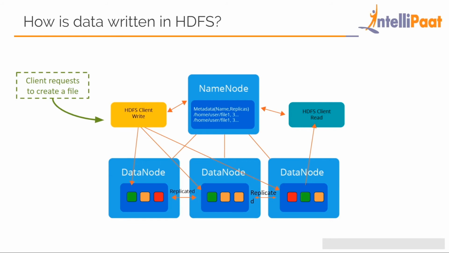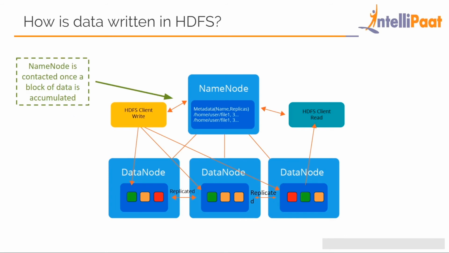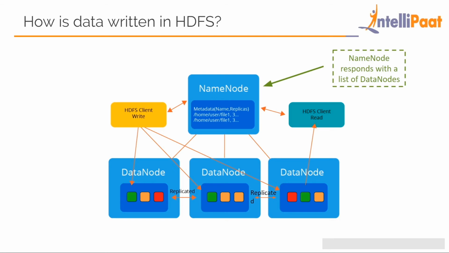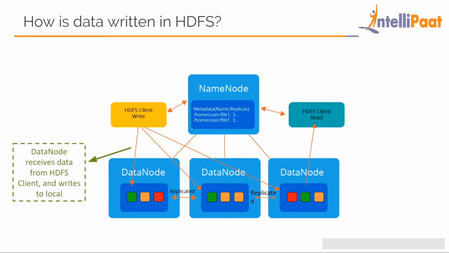In other words, when data is uploaded onto your Hadoop server, the client requests to create a file. The name node is contacted once a block of data is accumulated. So first the name node is contacted before the uploading of any file, and then the name node checks the statistics of all of the data nodes that are present within its jurisdiction. Then it responds to the client with a list of data nodes that are available to store the client's information, which have the space for it. And then the data node receives data from the HDFS client and writes to local.